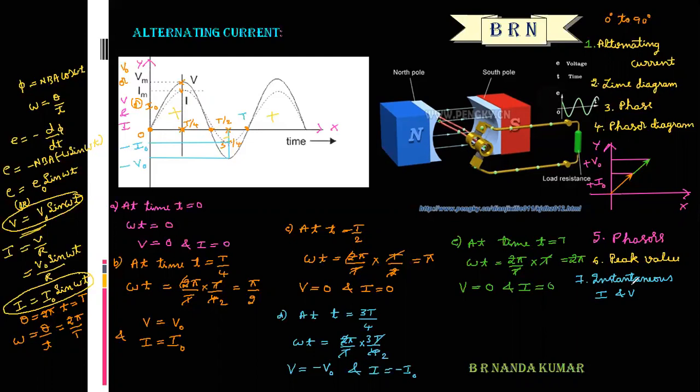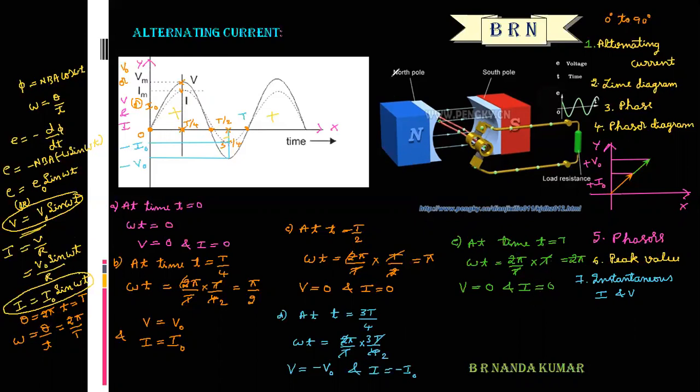So instantaneous voltage means the voltage induced in the coil at any instant of time. So the mathematical expression for instantaneous alternating voltage, that is V is equal to V naught sine omega t. So V naught is the peak value of voltage. These terms are very, very important. Okay, the next term.